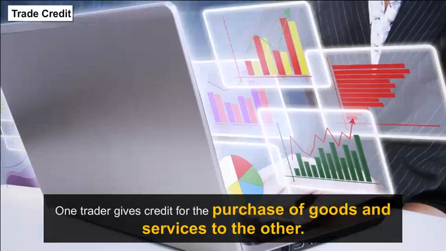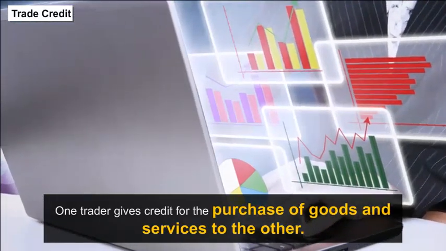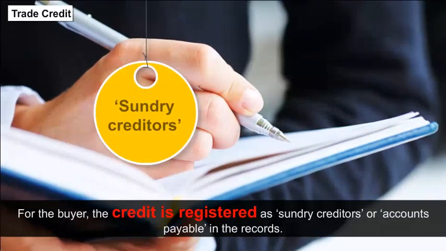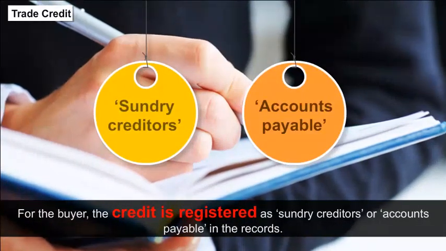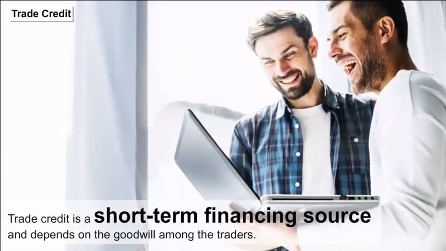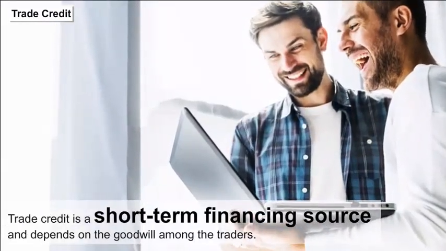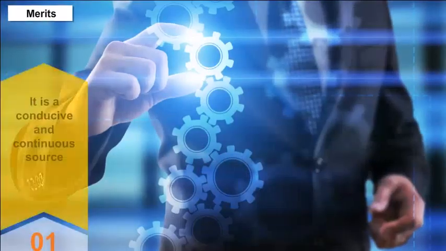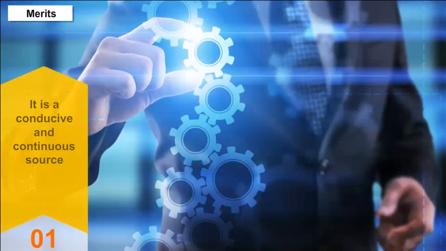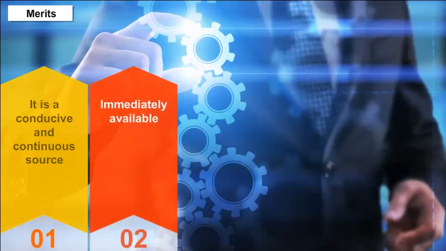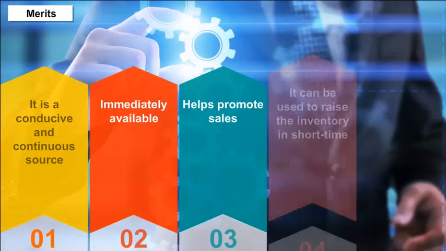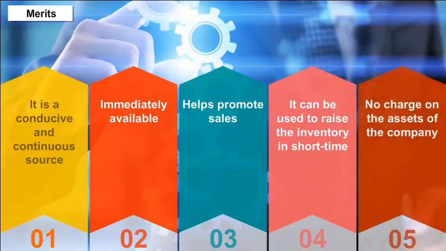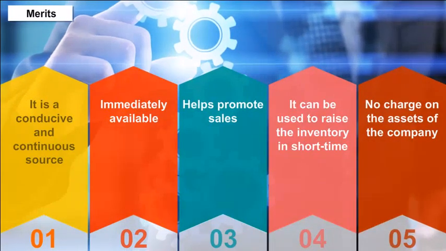One trader gives credit for the purchase of goods and services to the other. For the buyer, the credit is registered as sundry creditors or accounts payable in the records. Trade credit is a short-term financing source and depends on the goodwill among the traders. Merits: it is a conducive and continuous source, immediately available, helps promote sales. It can be used to raise the inventory in short time. No charge on the asset of the company.